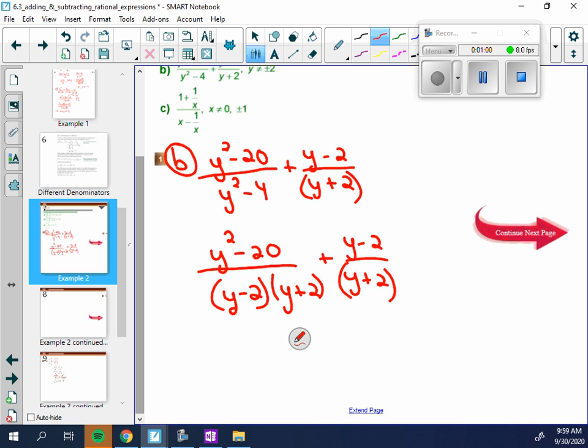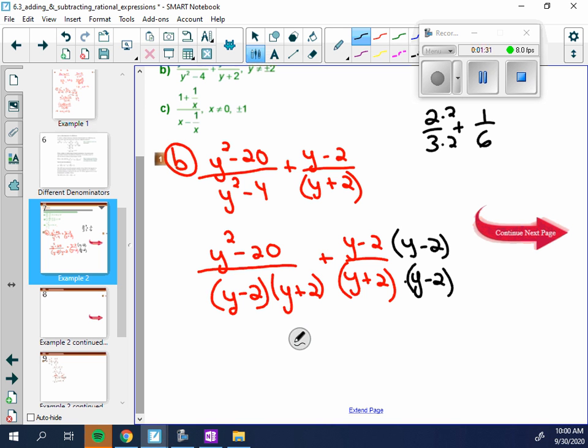In this one right here, this first denominator has y minus 2 times y plus 2. So this other one has the y plus 2. It's missing the y minus 2. So that's where I can multiply that on. But when I do that, it's got to go on the numerator and the denominator. So now they're going to have the same denominator. This is kind of like if you had fractions like 2/3 and you wanted to add it to 1/6. Remember, you used to times this by 2 and this by 2, so they're both over 6. That's exactly what we're doing here.